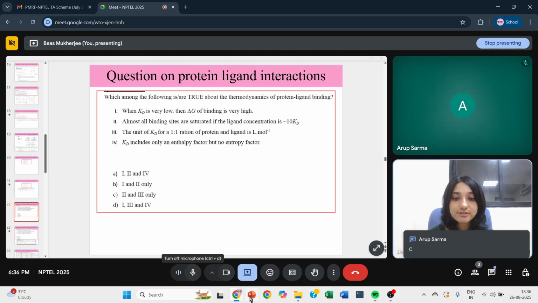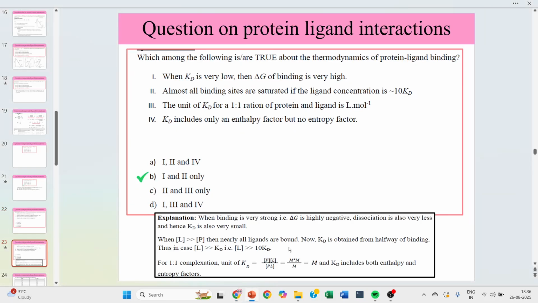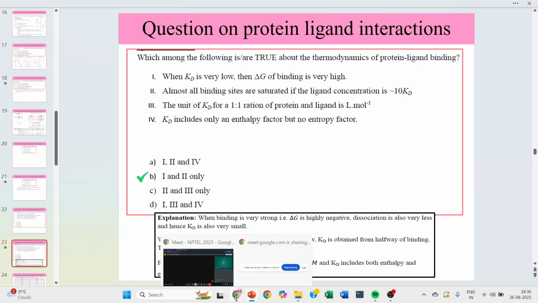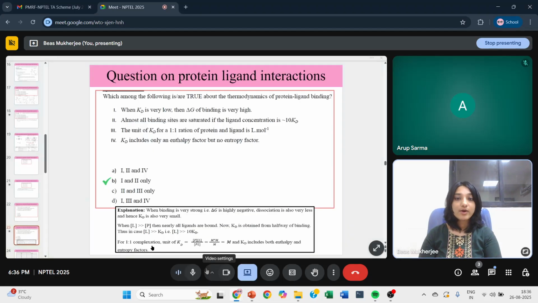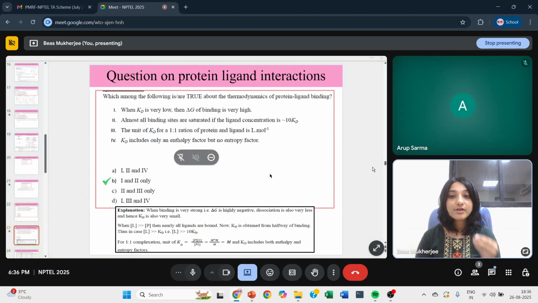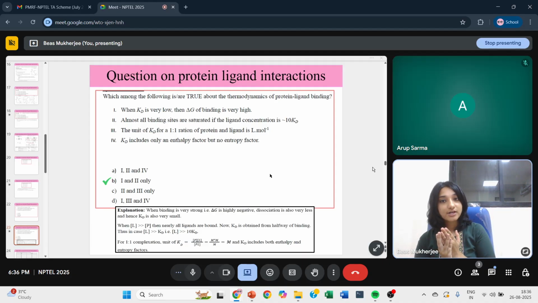Okay, let's look at the right answer. So the right answer here is B. Now why is that so? Because when binding is very strong, that is delta G is negative, right? So of course delta G value cannot be very high, it would be negative. So 1 would be wrong.